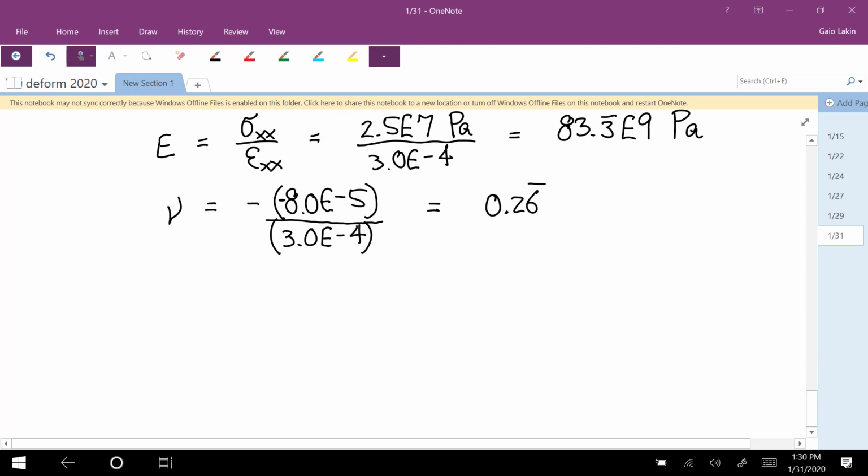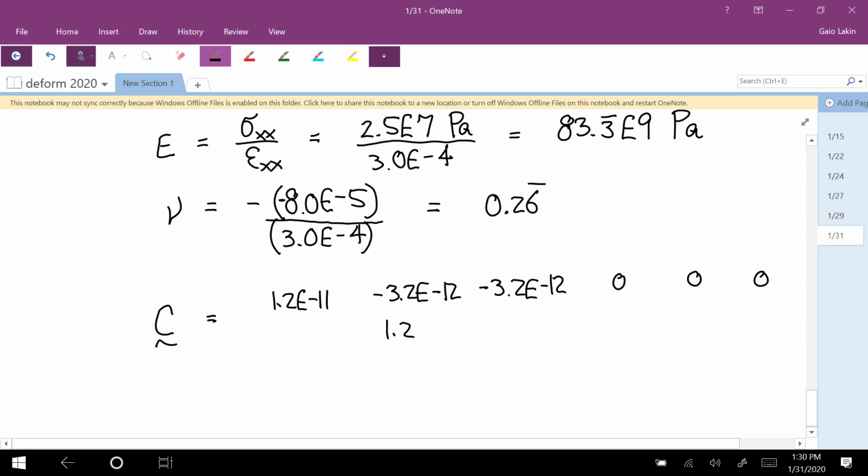So the compliance matrix with these values is 1.2 times 10 to the minus 11, negative 3.2 times 10 to the minus 12, negative 3.2 times 10 to the minus 12, and then 0, 0, 0. And then just keep moving the 1.2 times 10 to the minus 11 along.